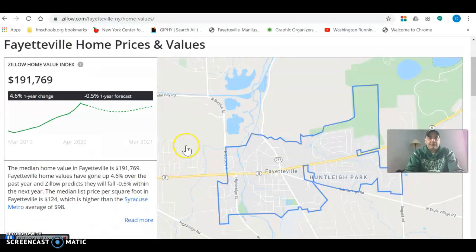So if I bring up this webpage, let's take a look. Fayetteville, New York. Here's a little map, outline of all of Fayetteville you can see. On this side and over here, I'm looking at this number, but if I read down here, it says the median home value in Fayetteville is $191,796. Well, that's good. It's going up 4.6% over the past year. But the important part, again, it's the median.